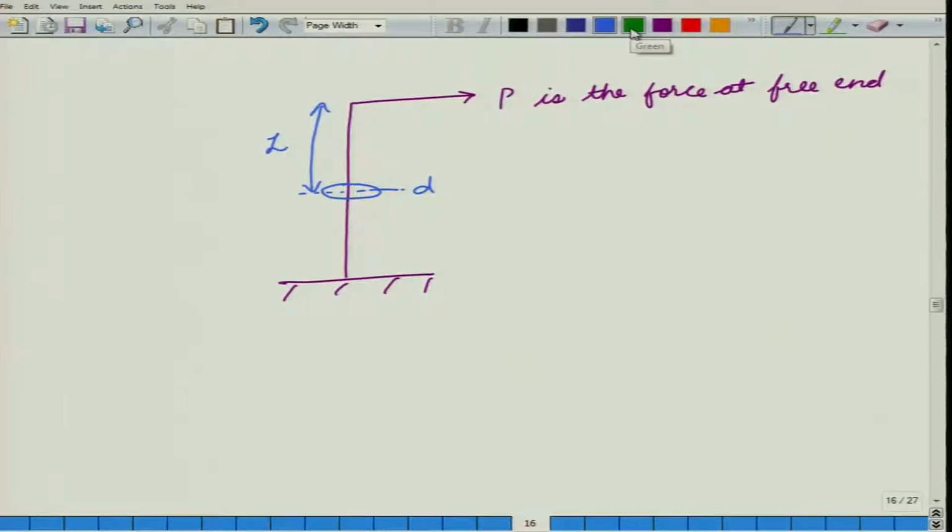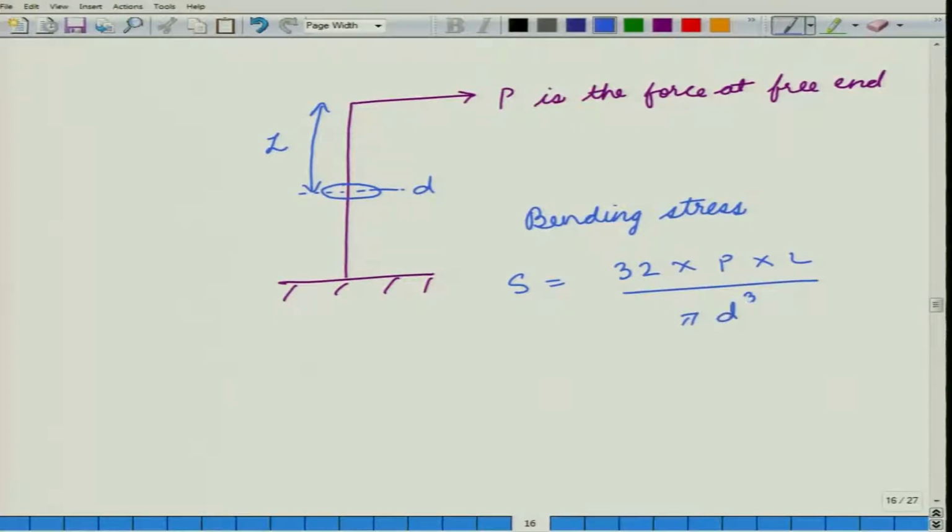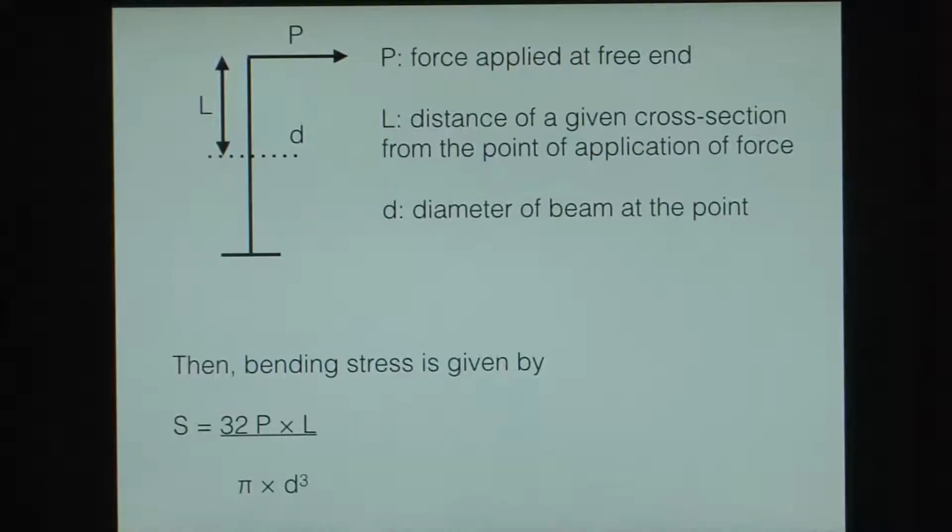Now, mechanics tells us that the bending stress is given by S is equal to 32 times P times L upon pi d cube, where P is our force at the free end, L is the distance from the point of application of force, and d is the diameter of the cross section at this point. So, this is how the bending stress is calculated.